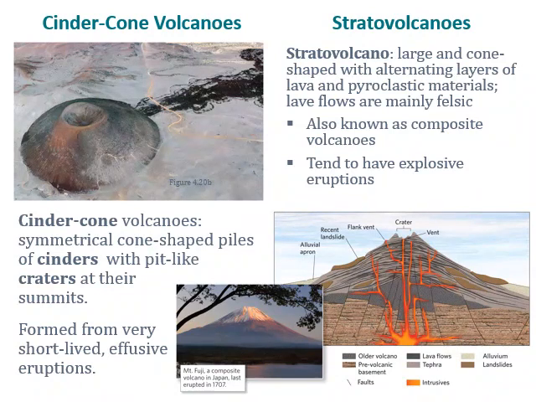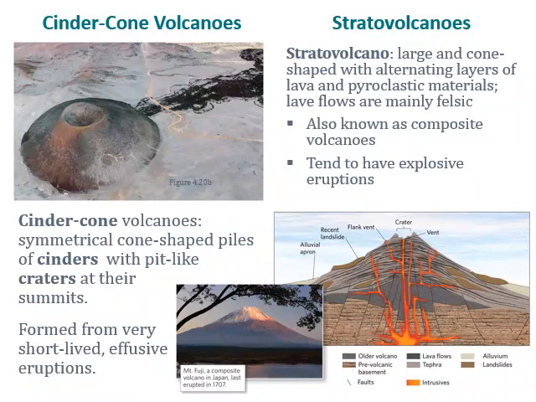Stratovolcanoes are large and cone-shaped with alternating layers of lava and pyroclastic materials, where lava flows in stratovolcanoes are mainly felsic. These are the typical volcanoes that you think of if you were to picture a volcano. They're also known as composite volcanoes, and they have explosive, violent eruptions. Here we have a picture of Mount Fuji, which is a stratovolcano.